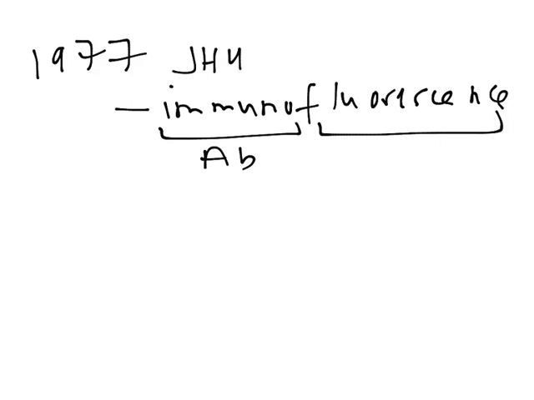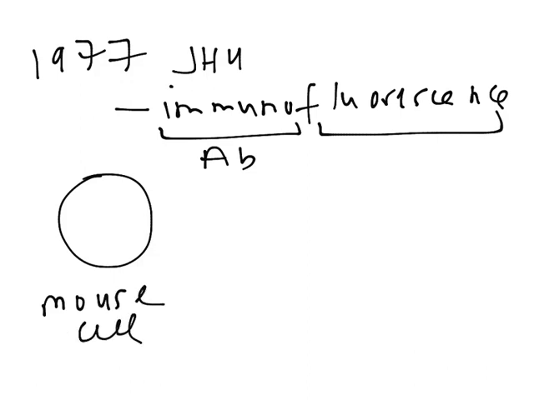So what he did was he took two different antibodies. He took some antibodies that recognized some proteins on a mouse cell. And that particular antibody was tagged to a fluorophore that fluoresced green.